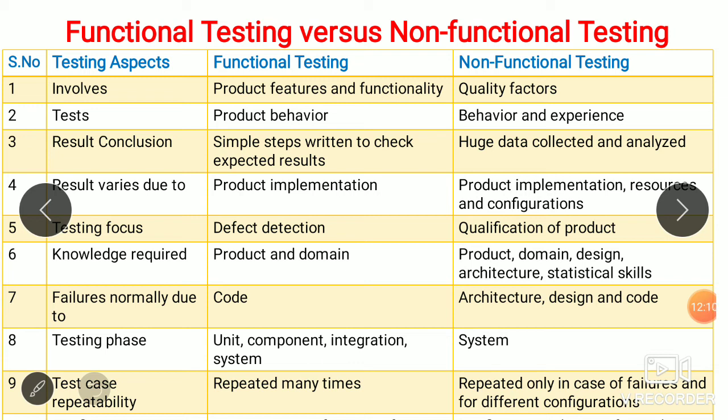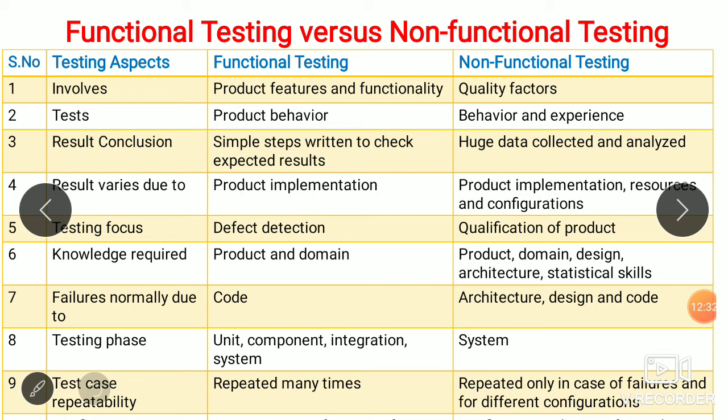Next, it tests the product behavior. The second one is that it tests the product behavior. Under functional testing, it is mainly focusing on behavior, that is, how it is going to work. And in non-functional testing, it will test both the behavior as well as the experience of the product.